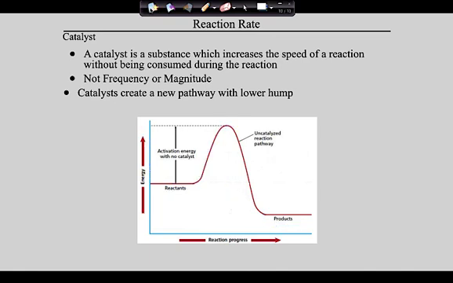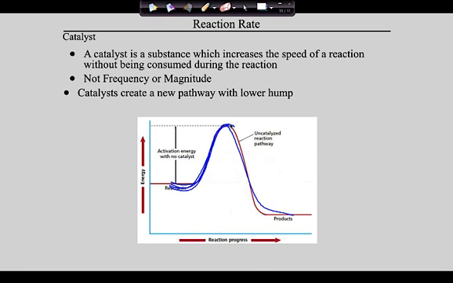So if we have a collision between the reactants, and it doesn't have enough energy to get over the hump, it just comes right back down as if the collision had never taken place. In order for a reaction to take place, the collision has got to get over the hump, then it turns into products. And again, the more collisions that get over the hump, the faster the reaction goes.